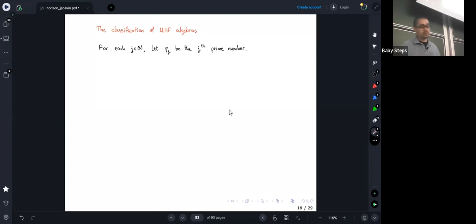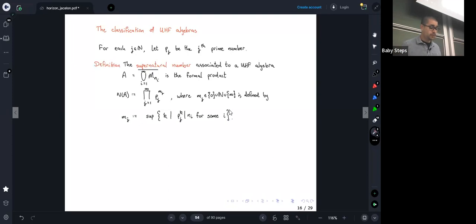For each j, let p_j be the jth prime number. So p_1 is 2, p_2 is 3, et cetera. Right. So let's suppose we have one of these UHF algebras, which we are viewing as an increasing union, and we're taking the closure.